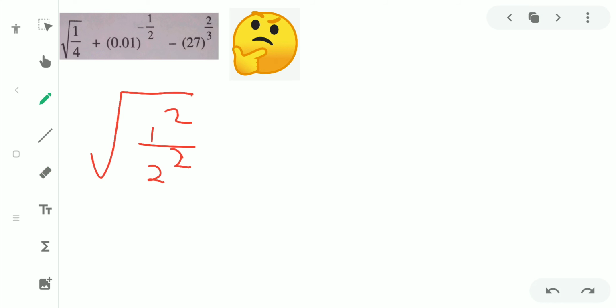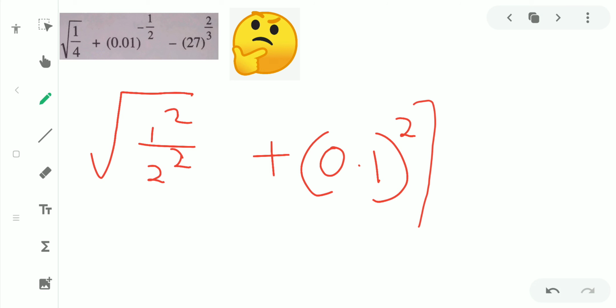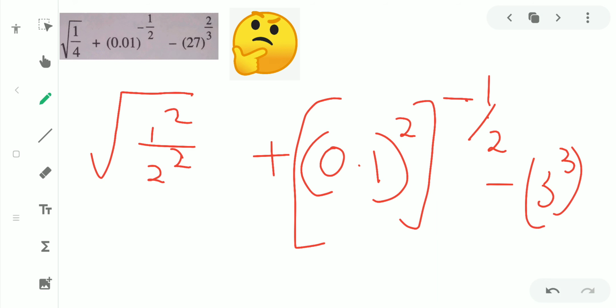And now plus 0.01 I will write as 0.1 whole square and whole power minus 1 by 2, minus 27 I will write as 3 cube whole power 2 by 3. So the splitting is very important in the chapter indices. The splitting bases the solution. The how much you split, you will get the correct answer. So it comes by practice.